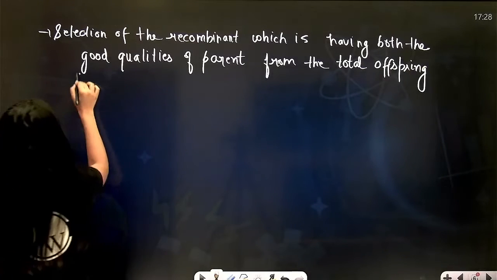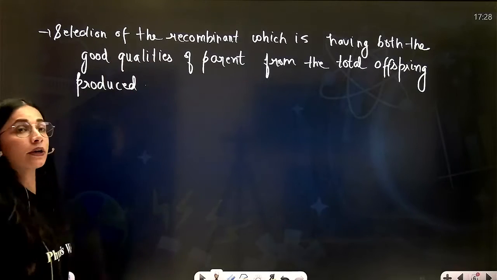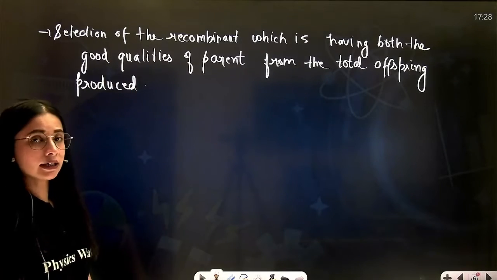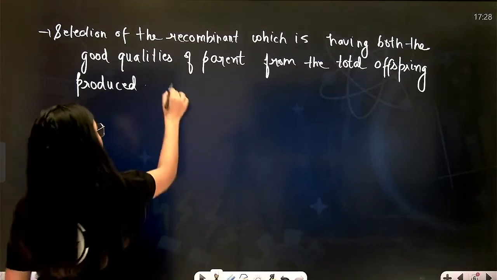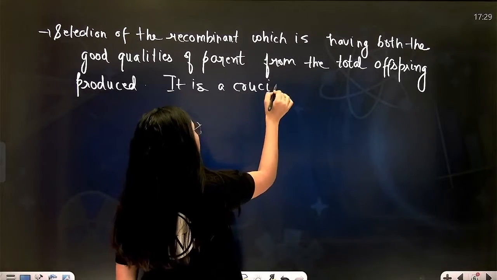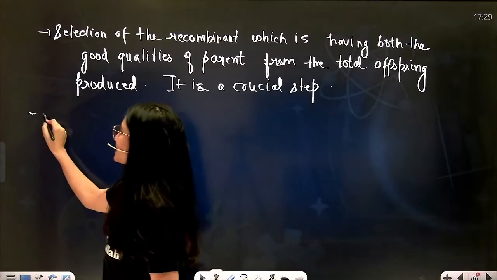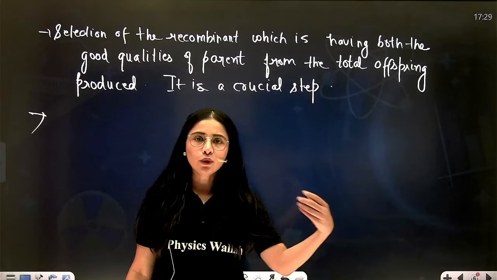From the total offspring produced. Correct? Understood so far? Now it is a very crucial step. If this goes wrong, then automatically whatever you have done previously will again be of no use.